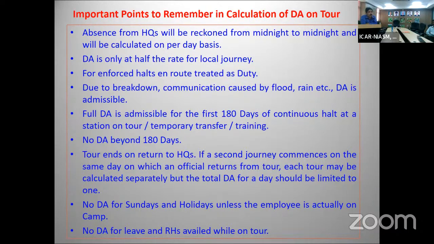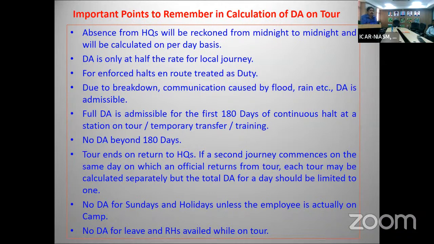Okay, so Monday date is 13th. So how will DA be calculated in that case? I will be reaching Pune again. I will be reaching, for example, Nagpur.